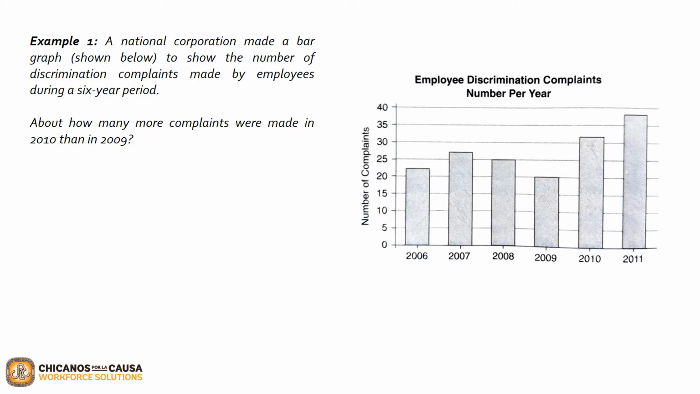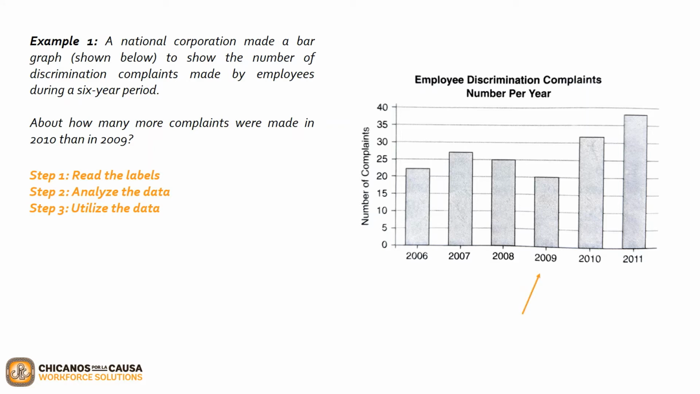So let's follow our simple steps that we have used in the past in order to solve this problem. So we have step 1, read the labels, which is what we just did. We have step 2, which is analyze the data. So in this particular case, the data that we're going to analyze is the number of complaints made in the year 2010 and in the year 2009. For this particular example, the rest of this data represented in this bar graph is irrelevant. And finally, step 3, utilize the data. So we're going to utilize the information that we find for 2009 and 2010 in order to solve this problem.